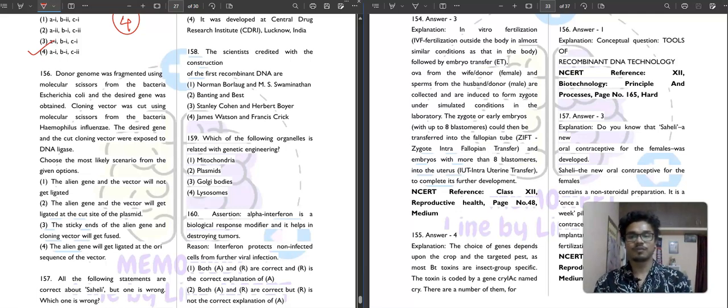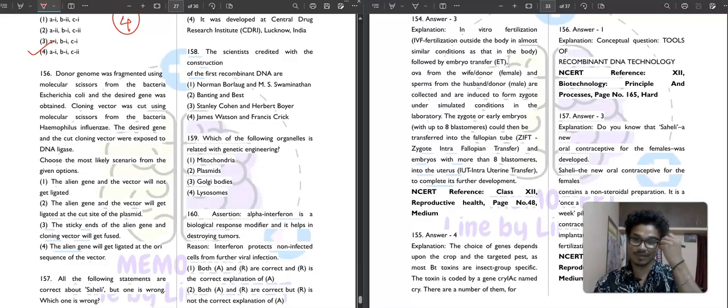Donor genome was fragmented using molecular scissor from the bacteria Escherichia coli, and the desired gene was obtained. Cloning vector was cut using molecular scissor from the bacteria Haemophilus influenzae. The desired gene and the cut cloning vector are exposed to DNA ligase. Choose the most likely scenario from the given option.